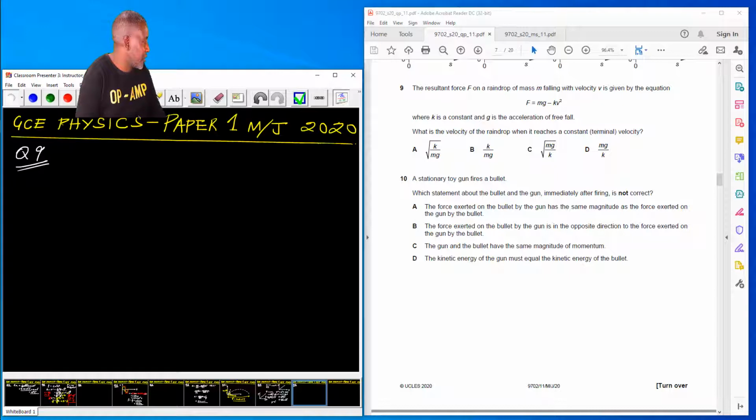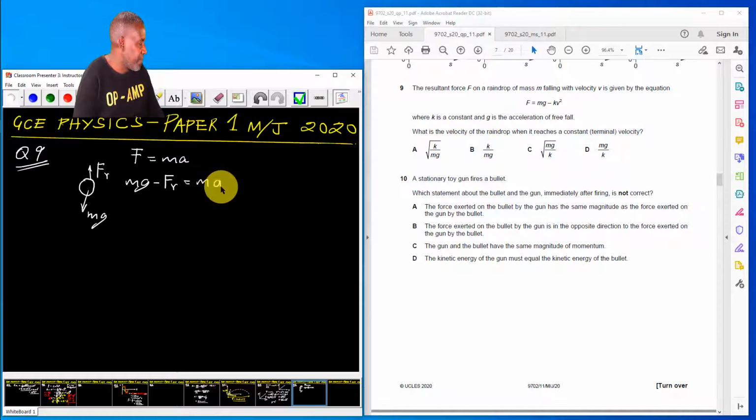Now let's look at the situation, and we use this question also to review other situations. Here you've got a raindrop. Initially, upon release, the only force that will be acting on it will be its own weight, and it will be acting on it vertically downwards. But as time goes by, there will be another force which will come in, which is the air resistance, and therefore the resultant force on it, which is given by F is equals to ma. This resultant force will be mg minus the friction, which is equals to ma. That is how we can get the resultant force.